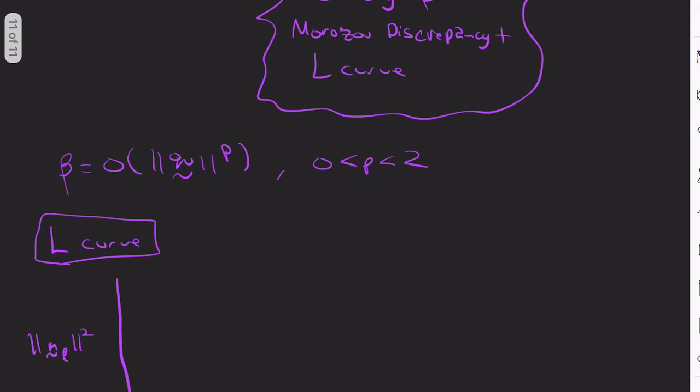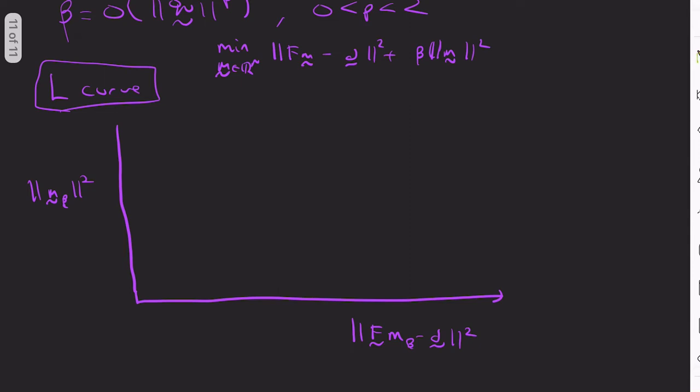So we're minimizing, right? We minimize over m of (f(m) minus d) squared plus beta times the norm of m squared. And so this is our data misfit, and this is our penalty term.